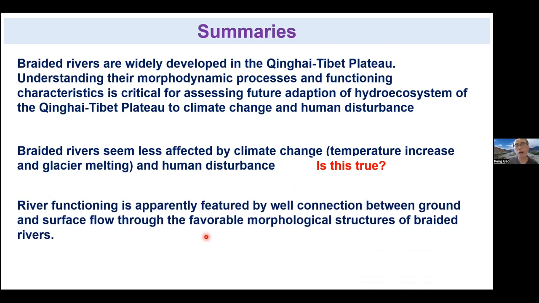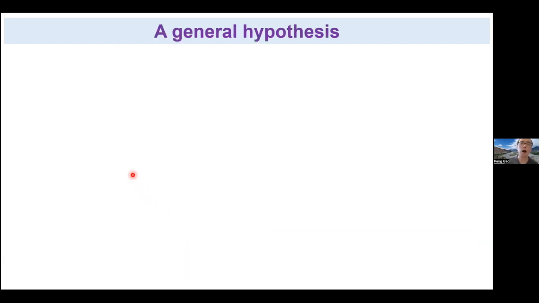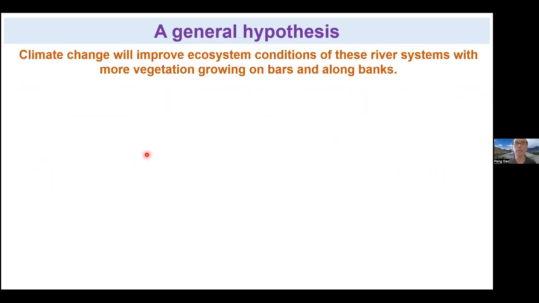The third, the river functioning of these braided rivers is apparently featured by the well connection between ground and surface flow through the favorable morphological structures such as non-flowing channels. So the point here is that if this is true, then the question is, does this mean that the ecosystem of these braided systems will be improved in the future? So with this in mind, I have this general hypothesis that climate change in the future will improve the ecosystem conditions of these braided systems with more vegetation growing on bars and along the banks. If this is true, then the braided river systems on the Qinghai-Tibet plateau will become one of very few cases that shows the positive impact of climate change.